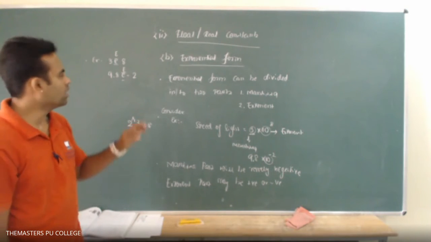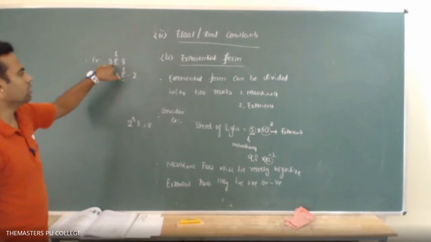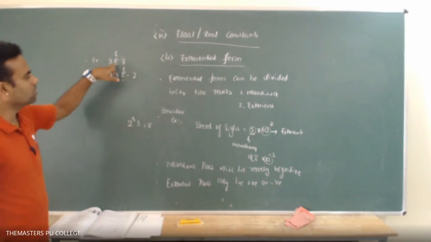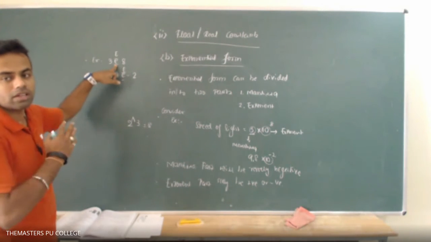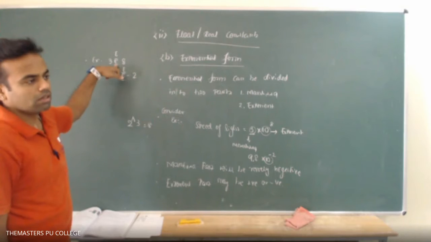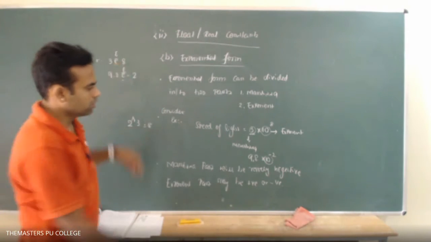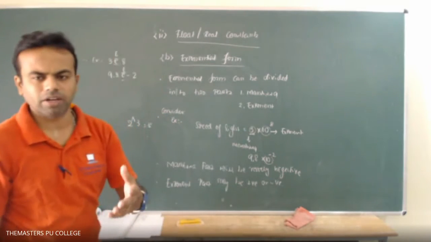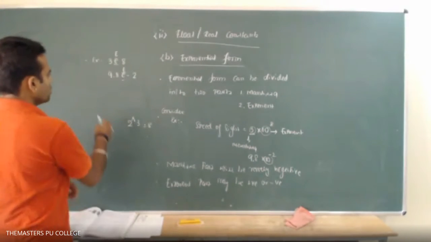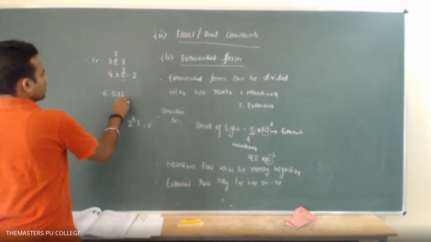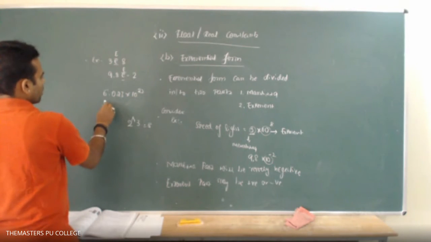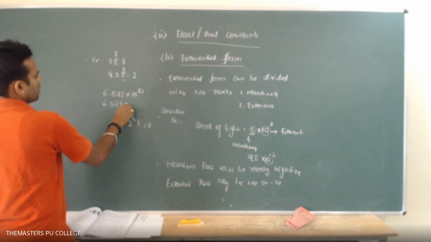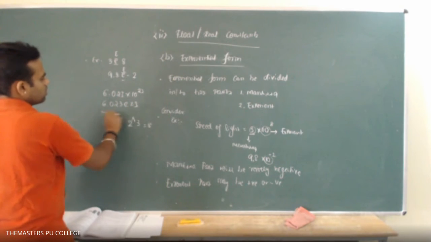Okay, so 3 into 10 power 8, here the base will automatically be 10, so the compiler will understand. The compiler cannot be explained anything else, only this one. Okay, 10 to the power of 8. Next, take Avogadro's number, 6.022 into 10 to the power 23. Right? Okay, 6.023e23, it must be represented in this way.